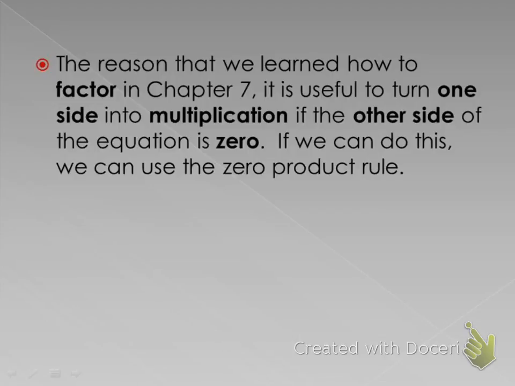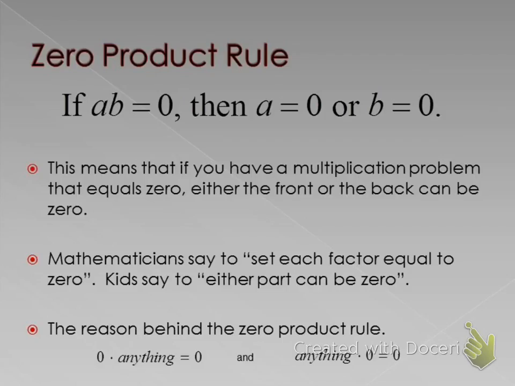All right, you don't need to write any of this down. This is just kind of what I already was explaining just a minute ago. So the whole reason that we learned to factor in Chapter 7 is because of the rule we're going to learn today. So factoring means writing using multiplication. Once you write a polynomial as a multiplication problem, you can use this awesome rule called the zero product rule. That's what we're going to look at today.